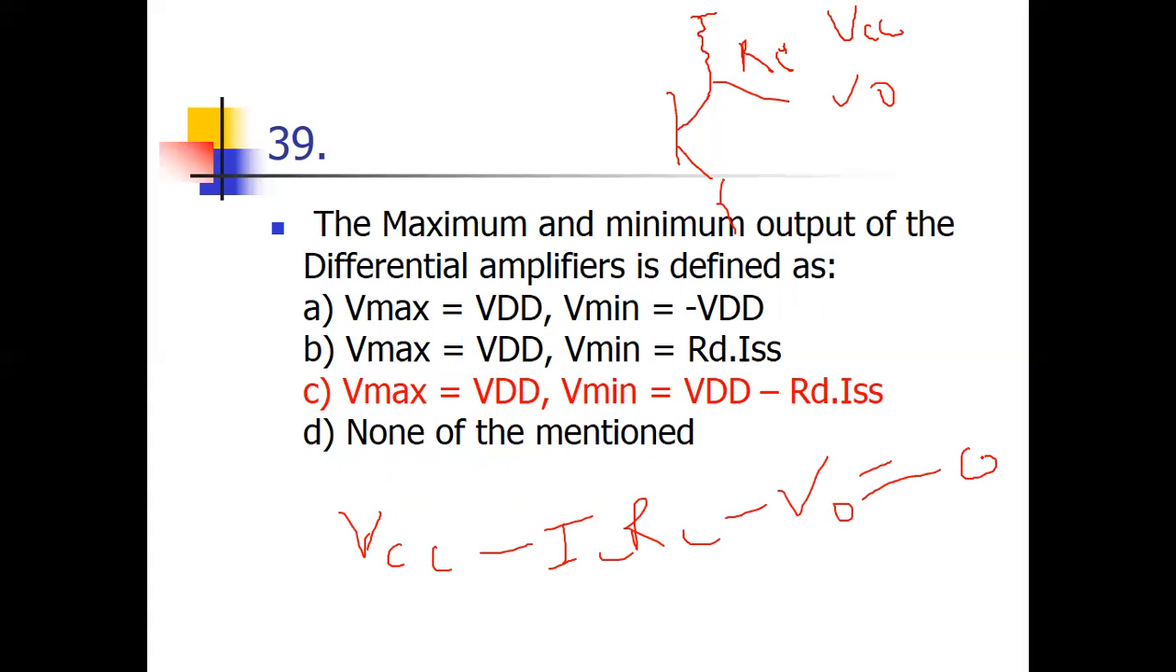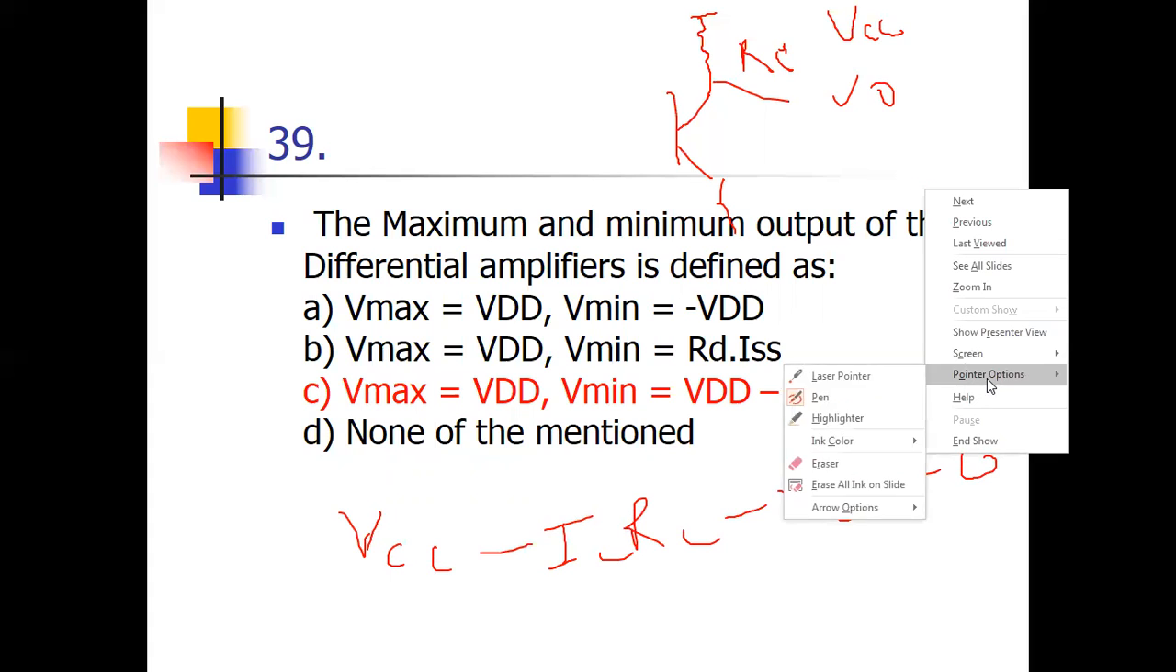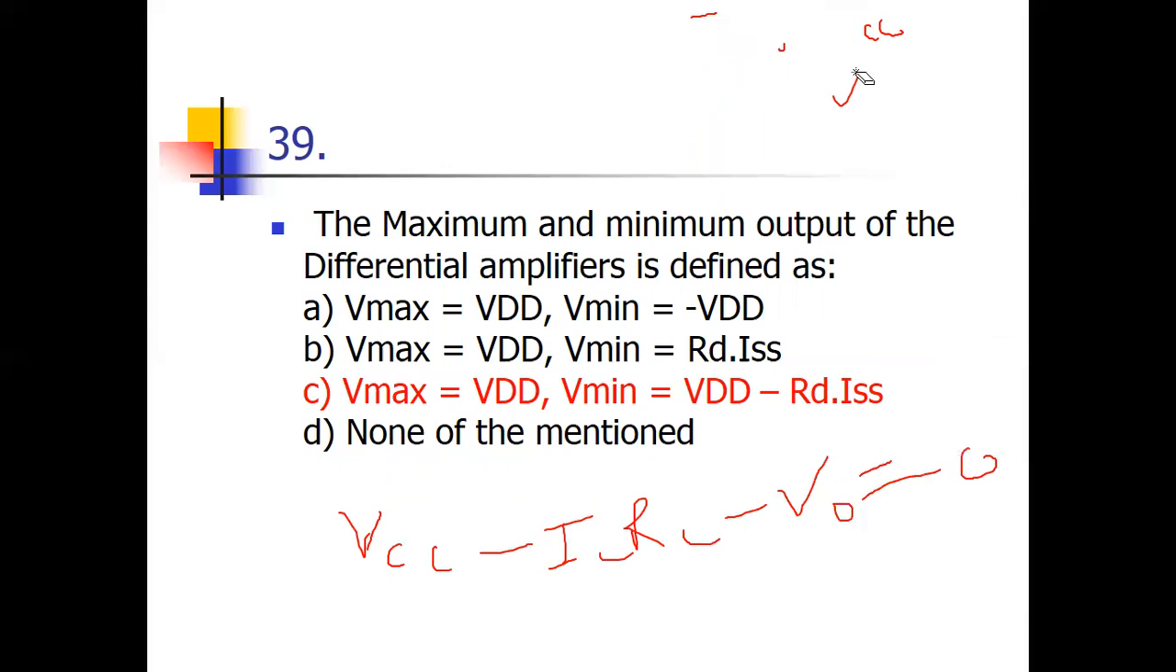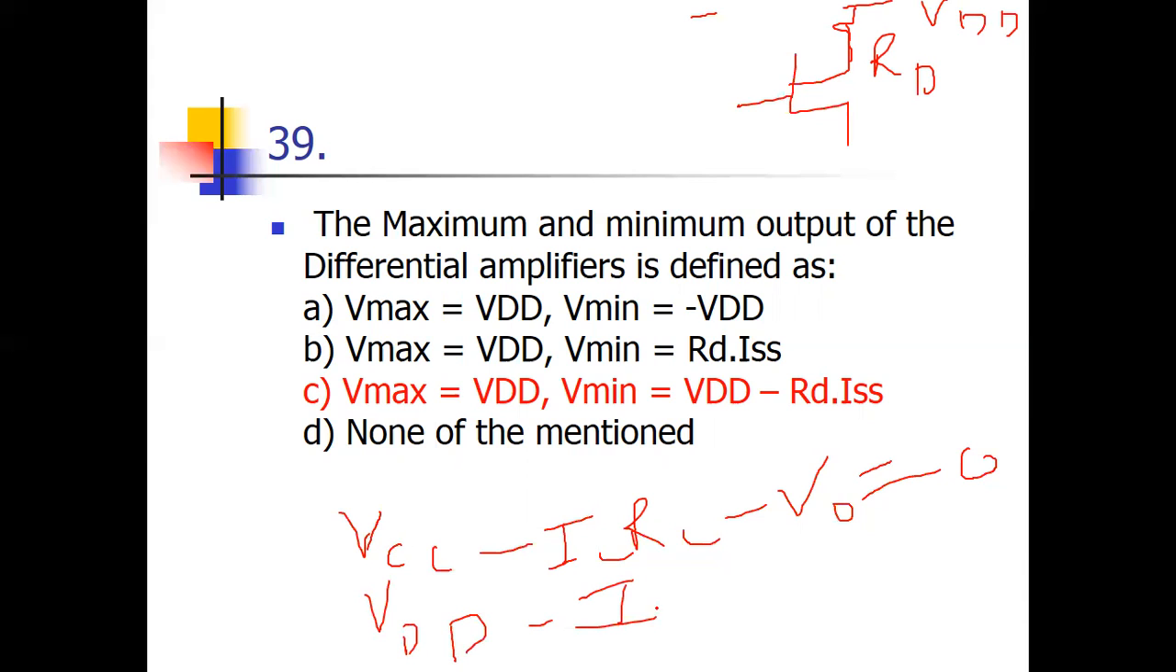If we talk about FET or MOSFET, then it will be like this. There will be RD here, and in the power supply, there will be VDD. Then what is the equation? The equation will be VDD minus IDRD minus V naught equals 0. So what is the maximum voltage? VDD minus IDRD or VCC minus ICRC.